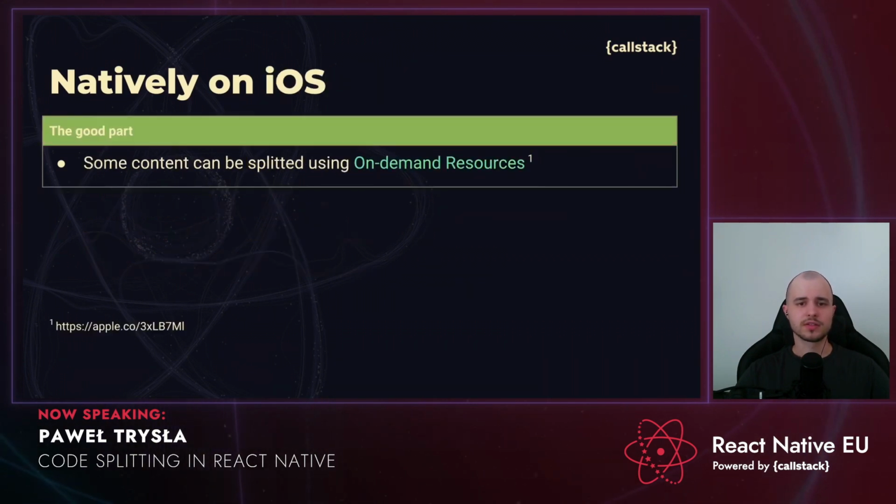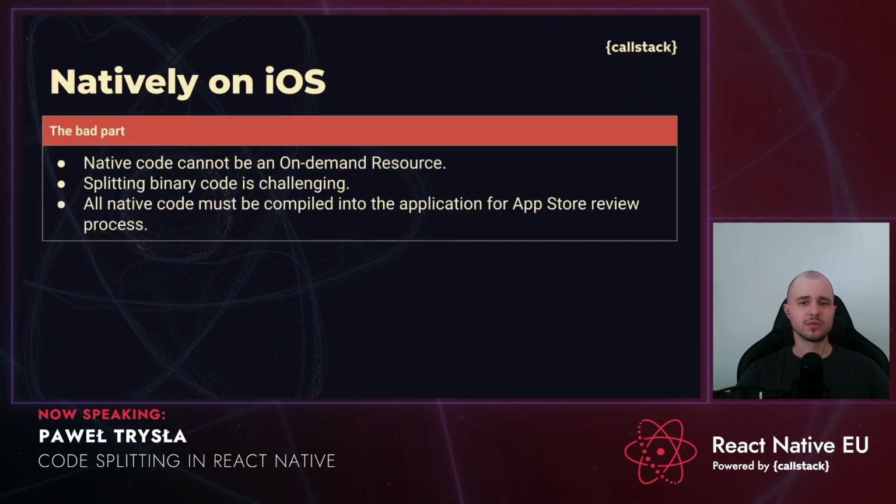On iOS, there is on-demand resources functionality that could be used to split some of the content like data, images, shaders, particles, and similar. However, native code cannot be an on-demand resource, which is a real blocker since we are looking for splitting logic by splitting the code.